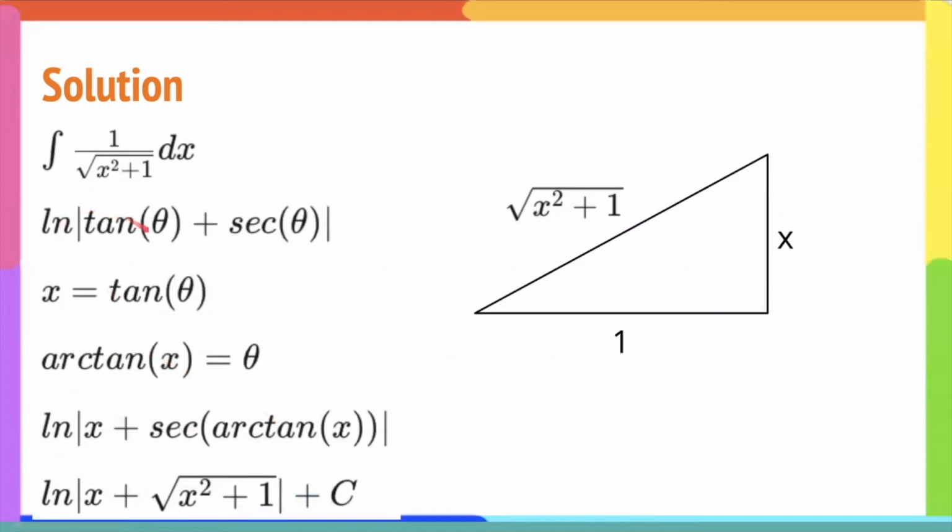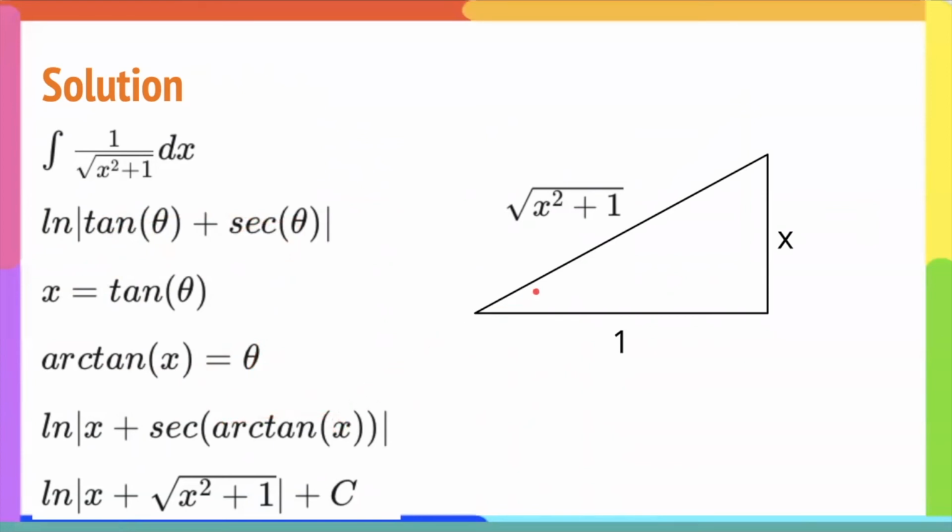So now we change the thetas to x's. So x equals tangent of theta. Our arctangent of x is equal to theta. So this tangent of theta, we know that's just equal to x. And secant of theta, so we change that to secant of arctangent of x.